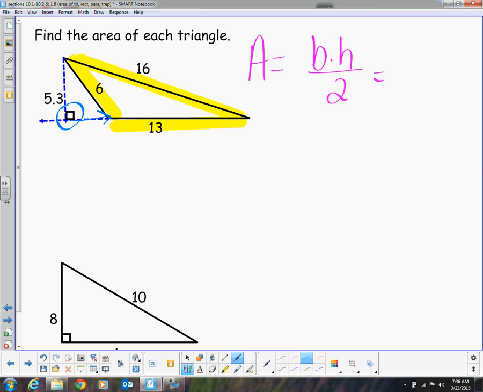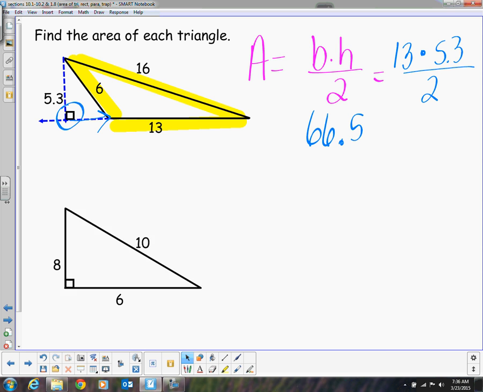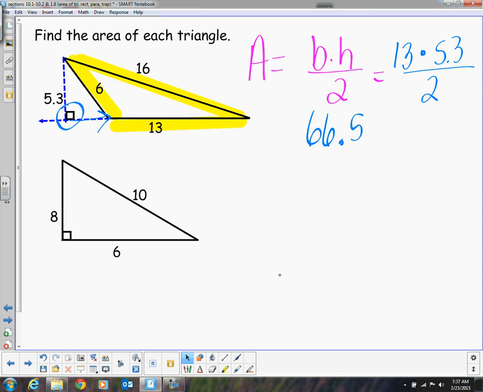So you follow that perpendicular over. What is the base? 13. What is the height? 5.3. And then we say over 2. What's 13 times 5.3? Okay, he's guessing 66.5. That's more than I've done. 68.9? You were close.